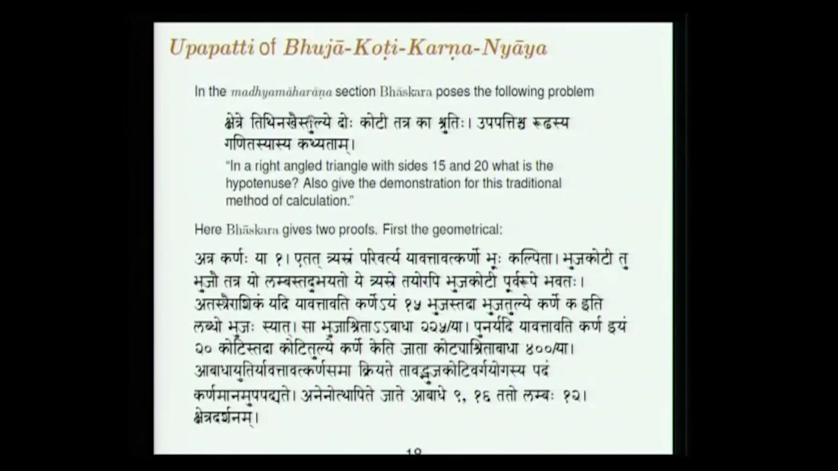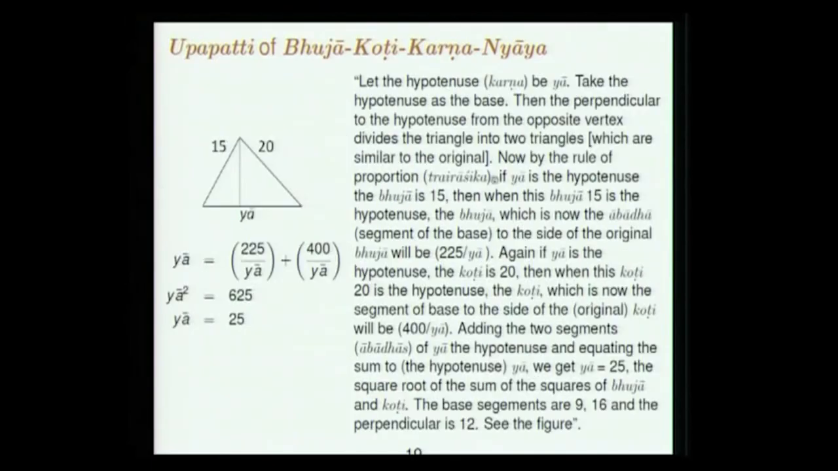So this is the way Bhaskara is explaining. Let us not go into the details here. It can be read. Basically all that Bhaskara is doing is, drop this perpendicular, since you want to calculate this hypotenuse. This is the right angle of the right angle triangle. This right angle triangle itself is similar to each of the sub triangles that you obtain. So you use the similar triangles and obtain both these abadhas, this side and this side.